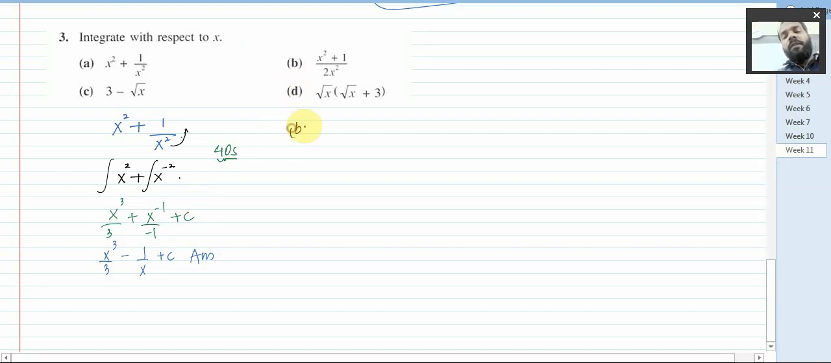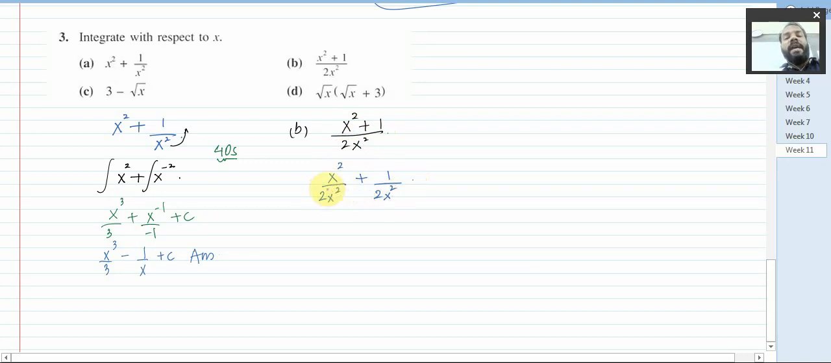For part B, we have a question x square plus 1 divided by 2x square. Keep in mind that whenever you get a question of integration, first solve or simplify your equation, then start with the integration, right? So in this question, if I need to simplify the equation, I can say that it's x square divided by 2x square plus 1 divided by 2x square. What I did here is separation of LCM. 2x square is basically present in the denominator of x square and 1, so I write 2x square separately with both of them.